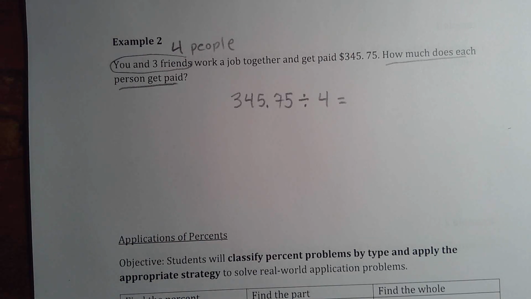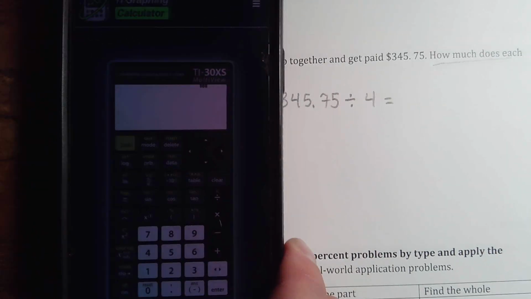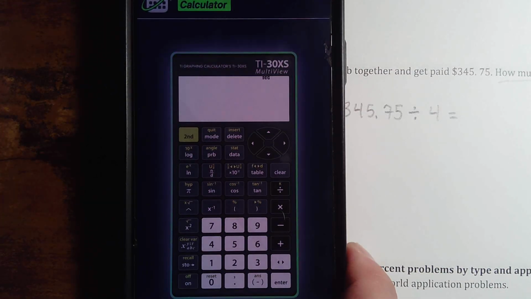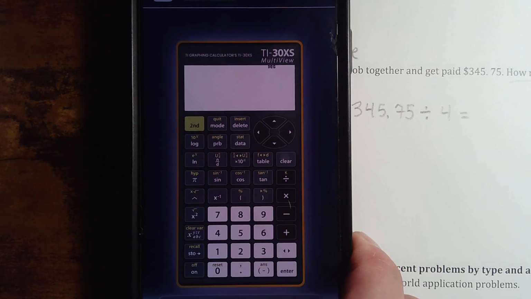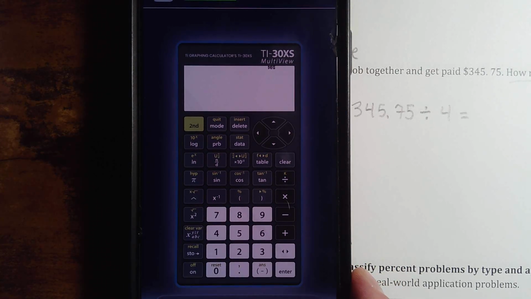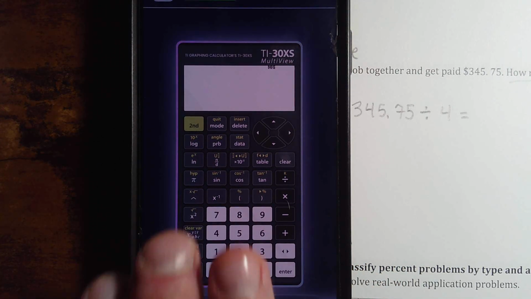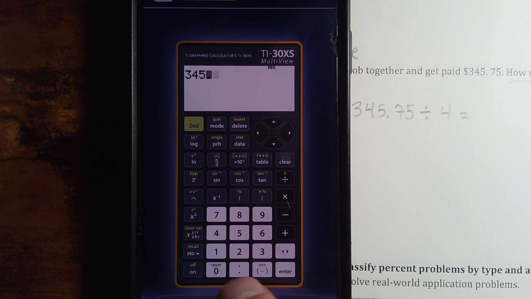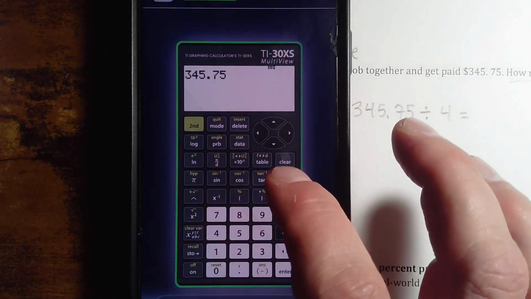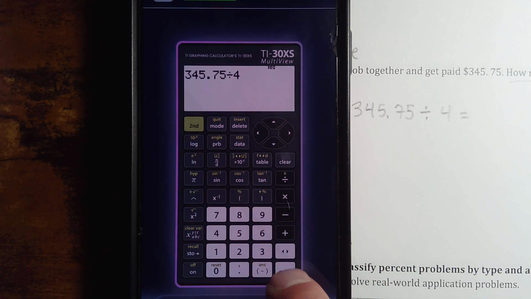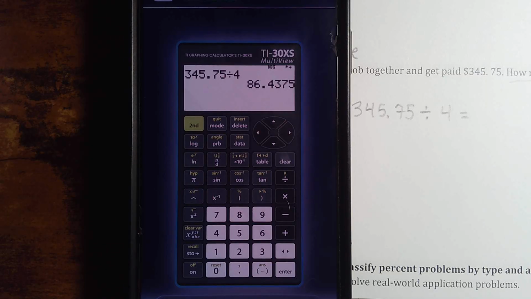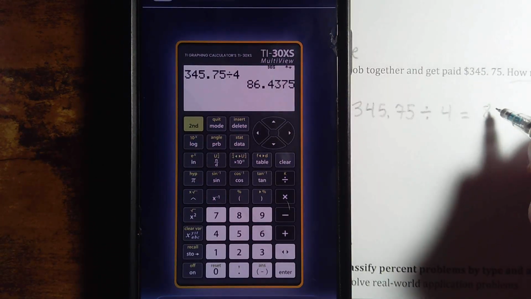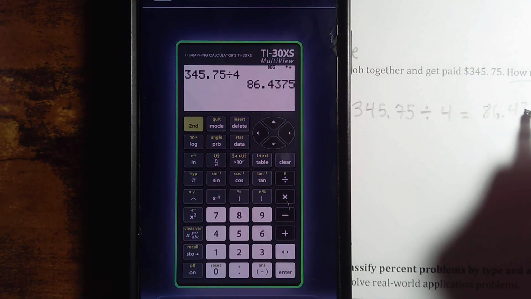Alright, so I'm going to go ahead and use this, the emulator for the phone, for the TI-30XS. And you can see this is the same keys for the calculators we use in the classroom. So we'll do 345.75 divided by 4. So this is the answer we wind up getting: 86.4375.